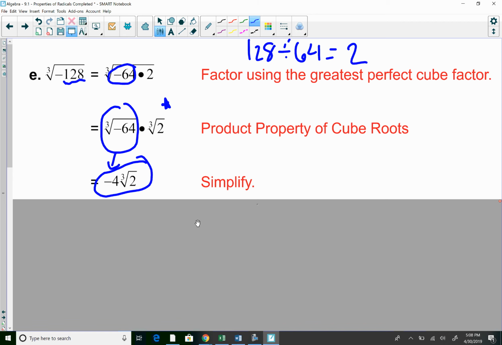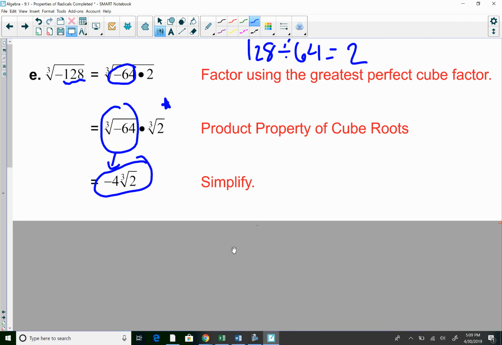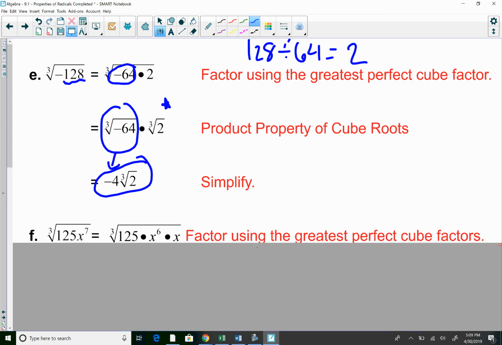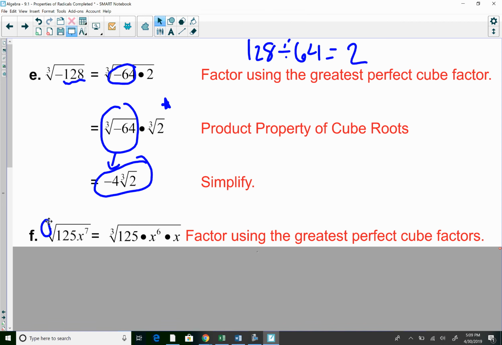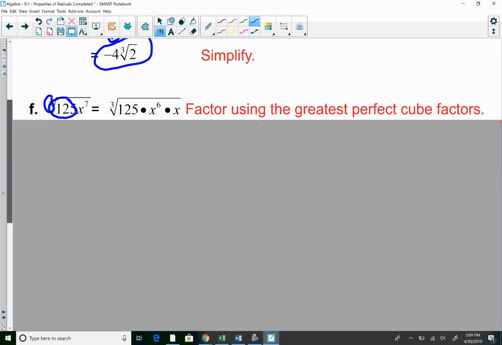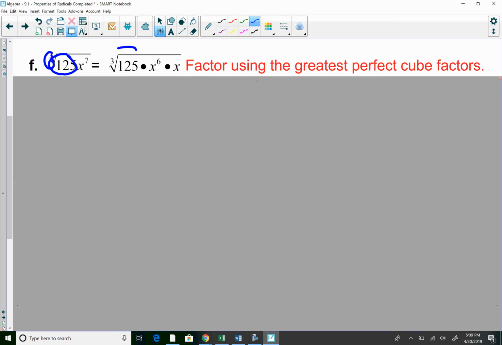Letter F, if you look at letter B, that's right above, in the upper right-hand corner of our examples, is the exact same type of problem. All they're doing is changing it to a cube root instead of a square root. So they want you to figure out the cube root of 125. If we look at our list, that is a perfect cube number. So we're good to go there.